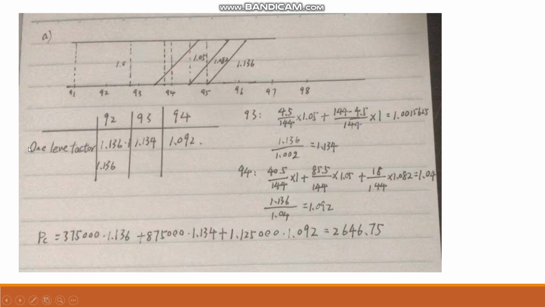Before we calculate the on-level factors, we need to calculate the average rate, based on each part of the earned premium. First, for 1992, the on-level factor: all of it is covered by the rate, which is 1. So the on-level factor is equal to 1.136 times 1.